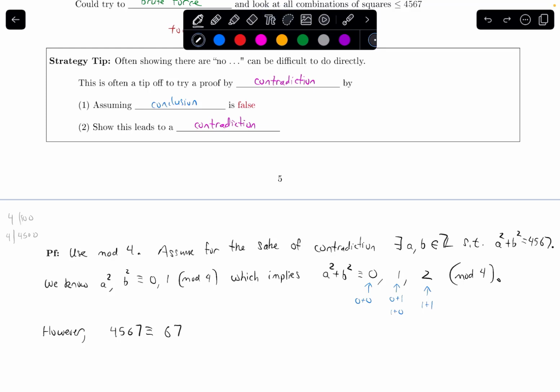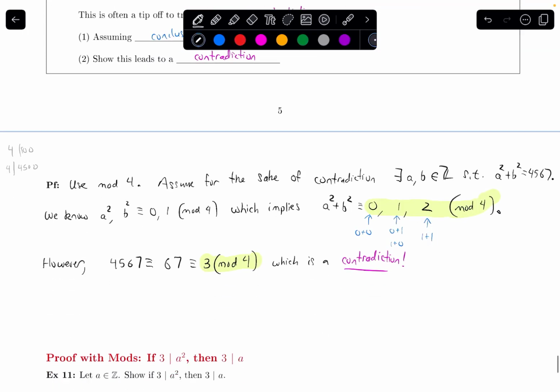And if I divide 67 by 4, the remainder is 3. So this is congruent to 3 mod 4. And that is exactly what I was hoping to show. This is a contradiction, because the two sides are congruent to different things. One side is congruent to 3 mod 4. The other side is either congruent to 0, 1, or 2 mod 4.